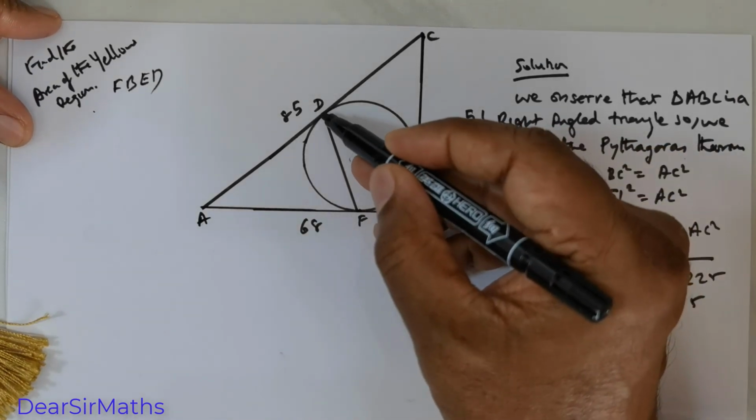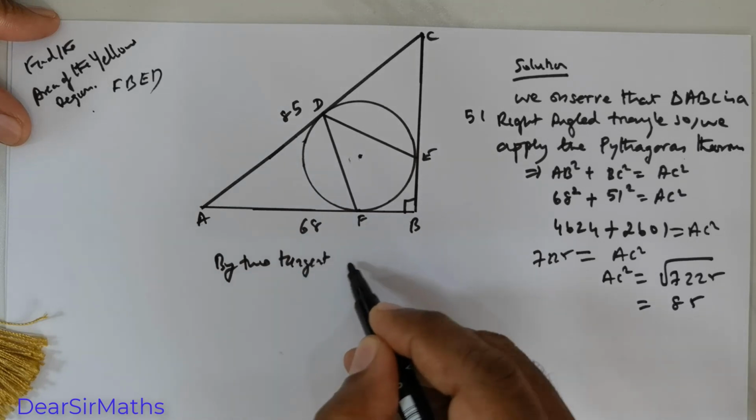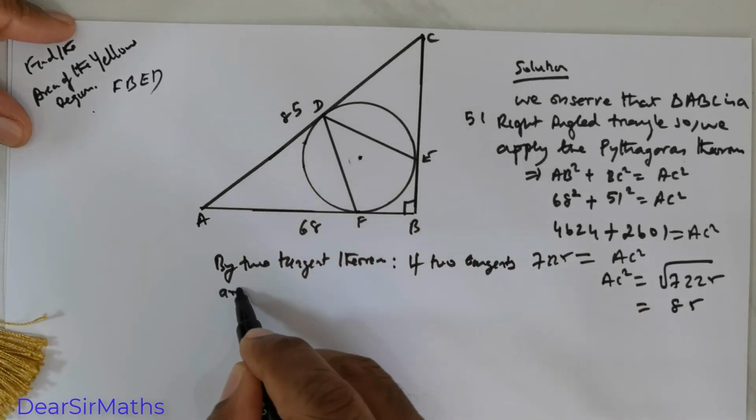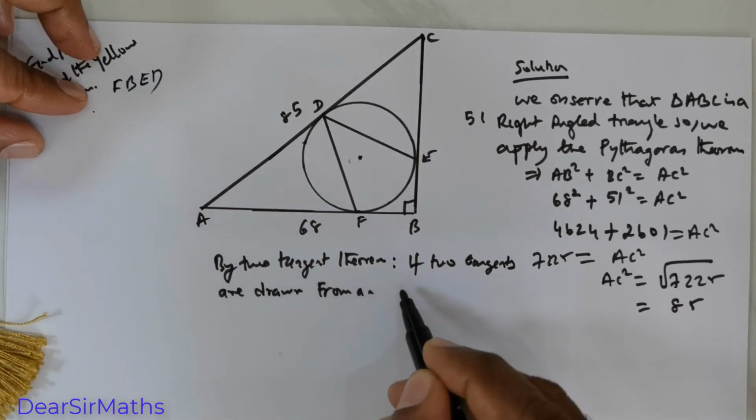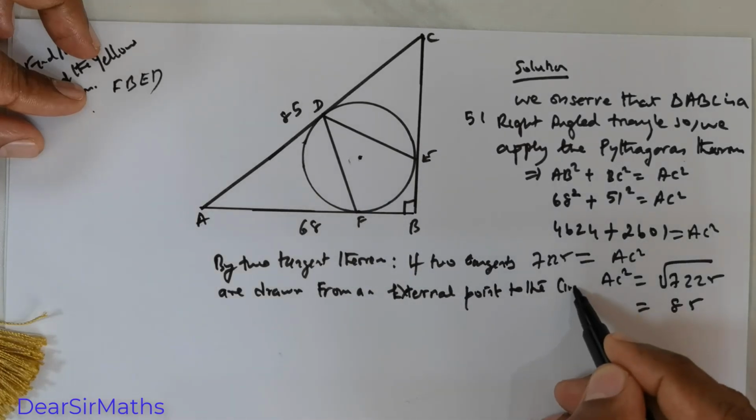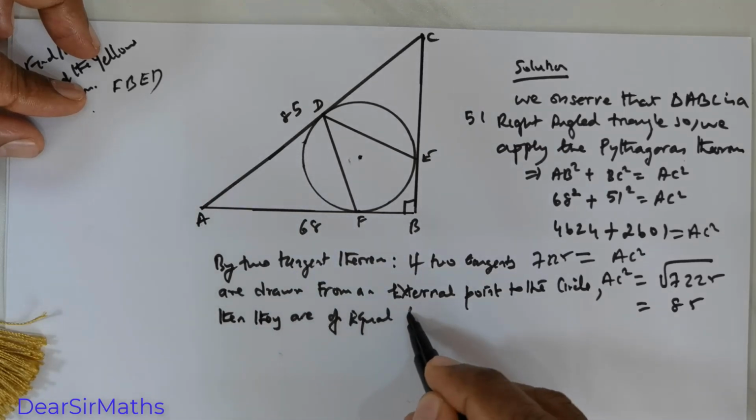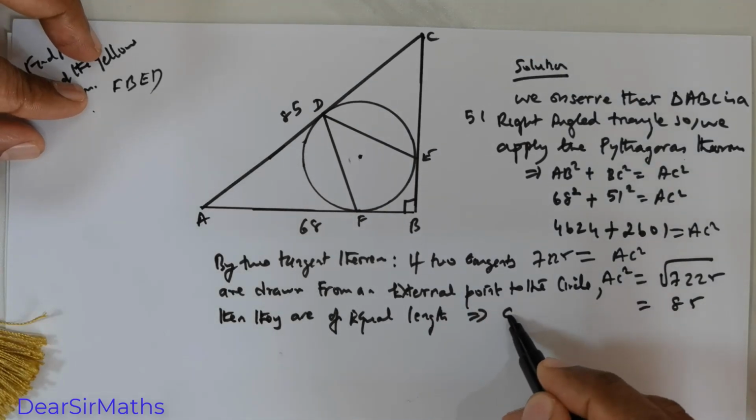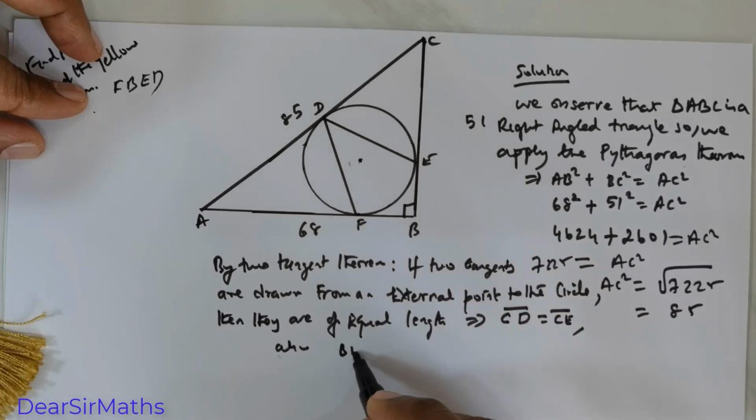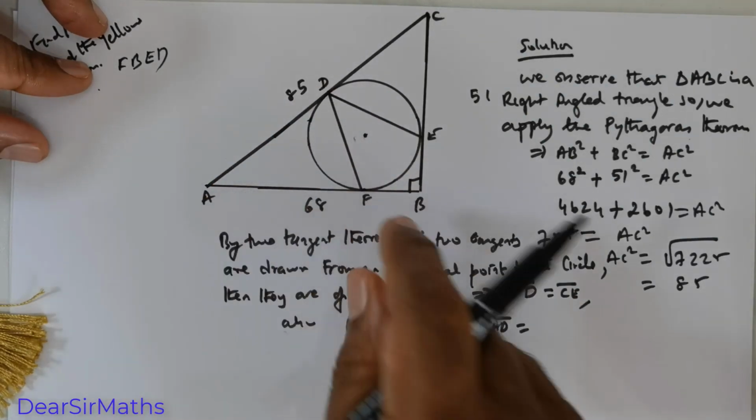Now we see that there is a tangent at D and E. Two tangents are there. Right? So by the two tangent theorem, if two tangents are drawn from an external point to the circle, then they are of equal length. This means CD is equal to CE. Also, you have two tangents here. BE is equal to BF. Also, there are two tangents here. AD is equal to AF.